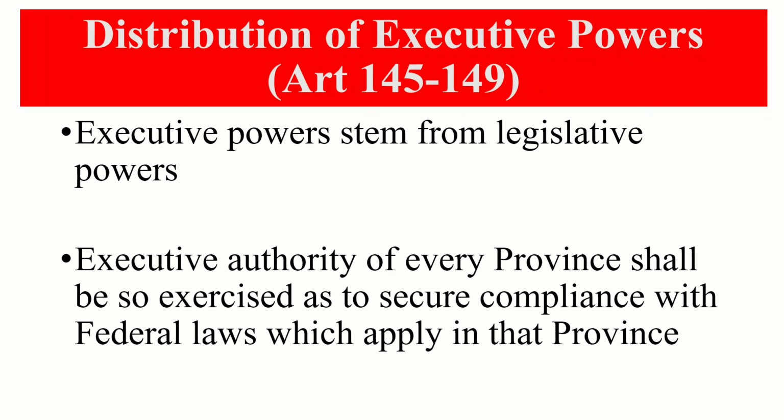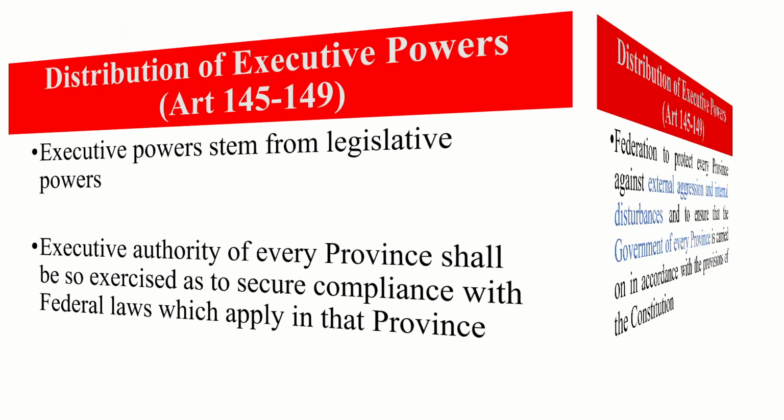Executive powers of the federation stem from its legislative powers, and the same goes for the provinces. Executive authority of every province shall be so exercised as to secure compliance with the federal laws which apply in that province. So this is a restriction on the power of the provinces, and this provision somewhat dilutes the autonomy of the provinces.